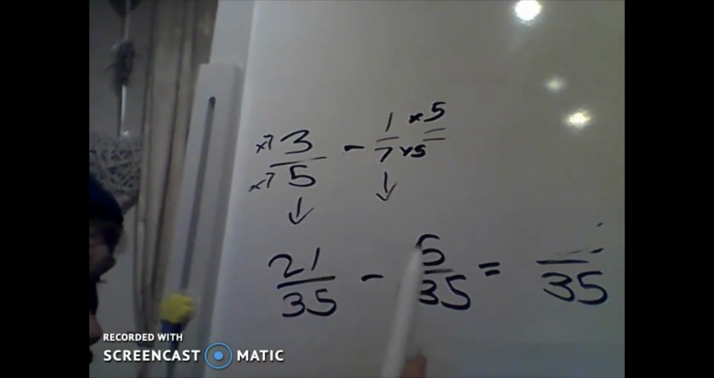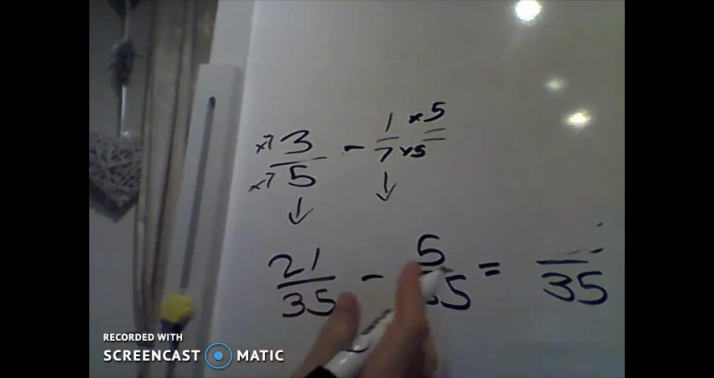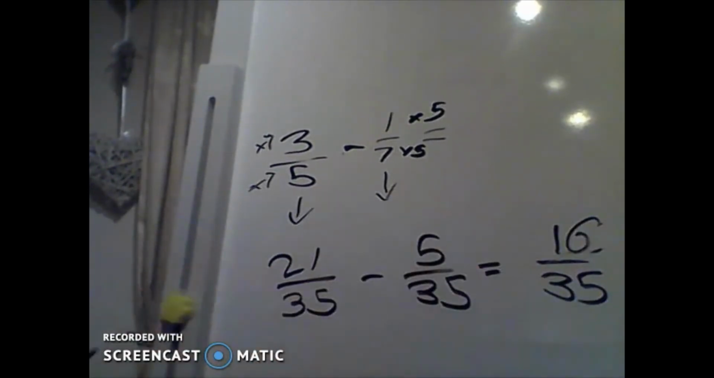Make sure you read this correctly. And 21 over 35, take away 5 over 35 would be 16 over 35. Remember, it doesn't matter whether we're adding or subtracting, the denominator does not change.